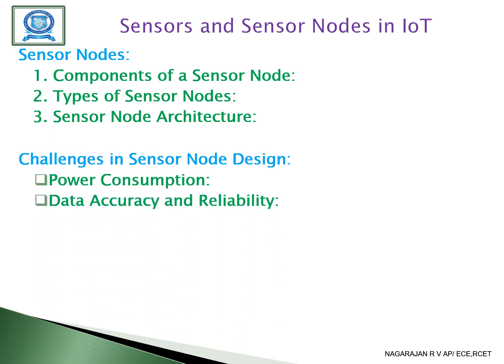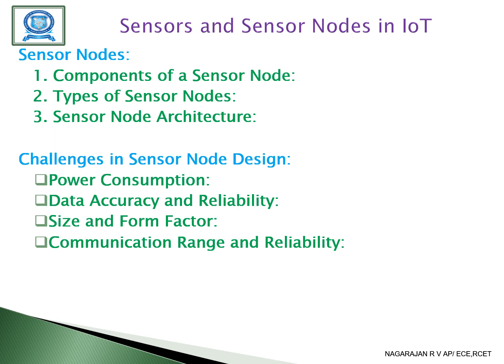Next one is data accuracy and reliability. Ensuring that sensors provide accurate and consistent data is vital for the overall performance of the IoT system. And next, size and form factor. Sensor nodes must be compact, particularly in wearable or embedded applications. Next one is communication range and reliability, balancing communication range with power consumption and ensuring reliable data transmission in various environments.